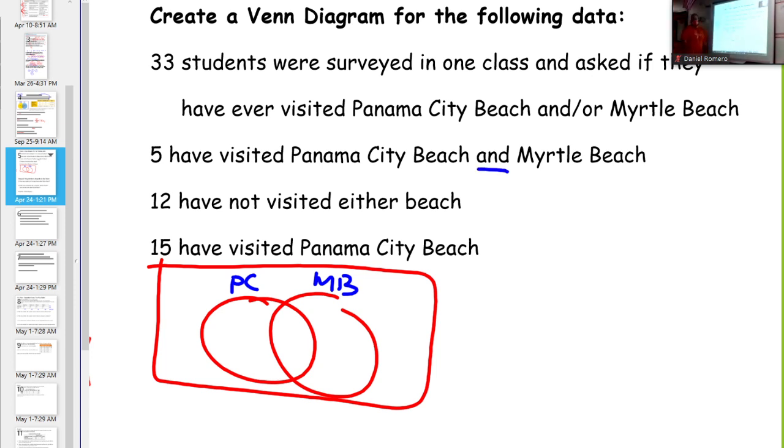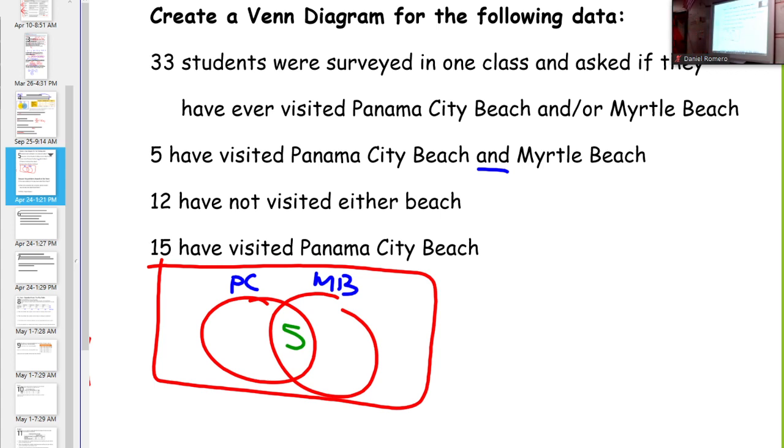Somebody impress me and tell me what that means in regards to what we learned yesterday. I don't know, Miranda. You tell me. Yep. Very good. Intersection. So 5 go in the intersection.